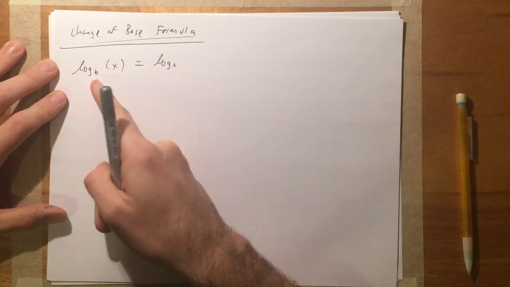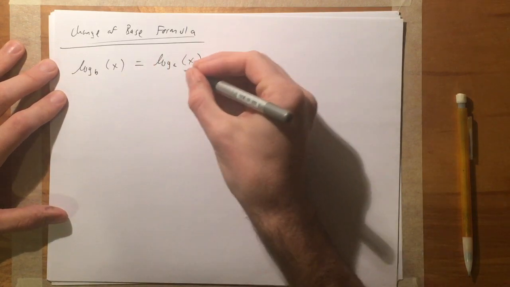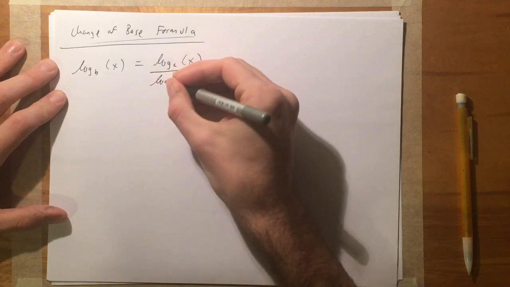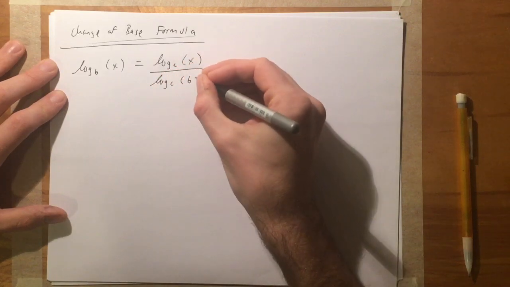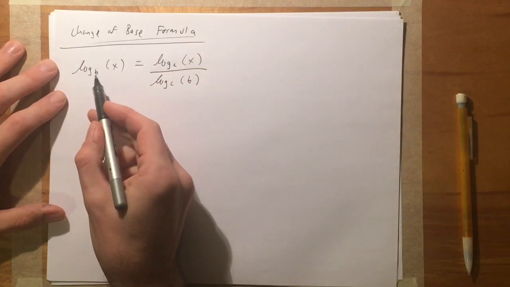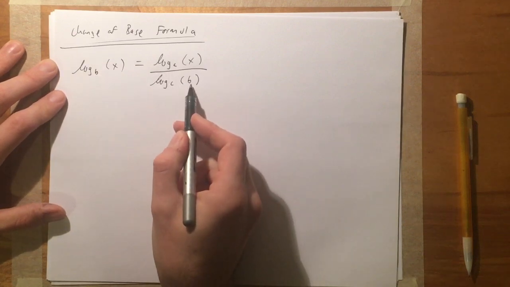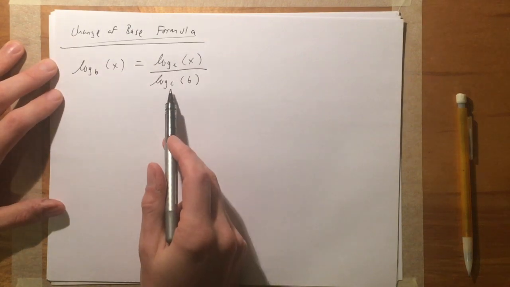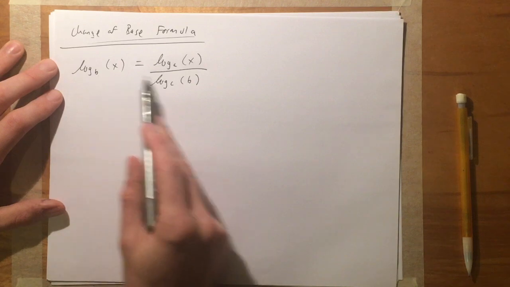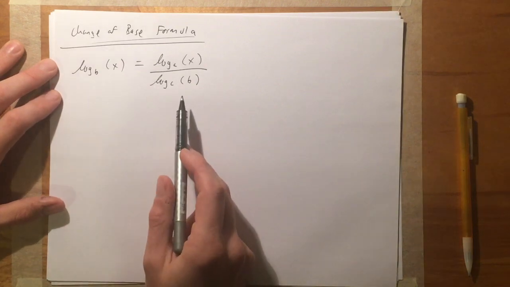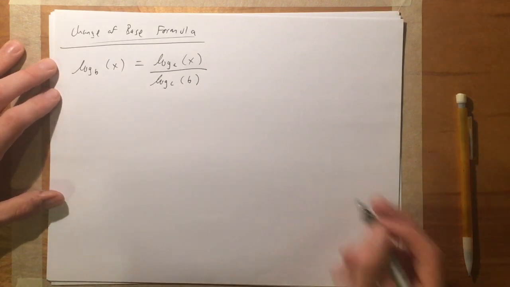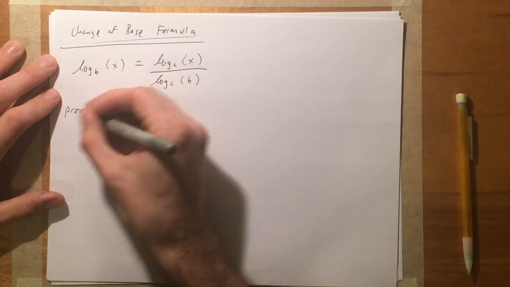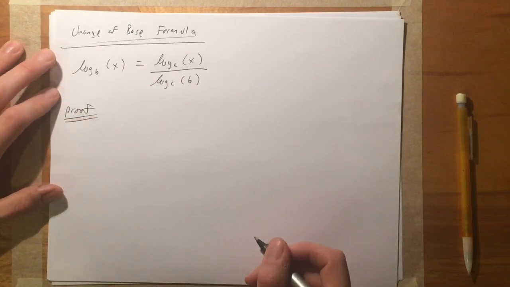So what you get is log base c of x, divided by log base c of b. Whatever your original base was, you have to divide by the log of that, okay? And then you can have any base you want. You can convert from any base to any other base, as long as b and c are both positive numbers. Okay, so let's go over a proof of this fact.